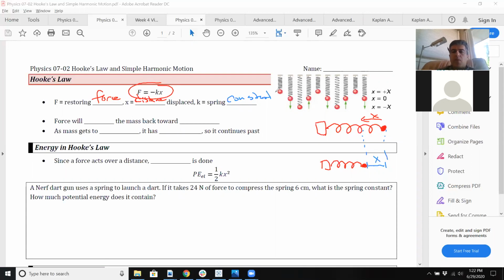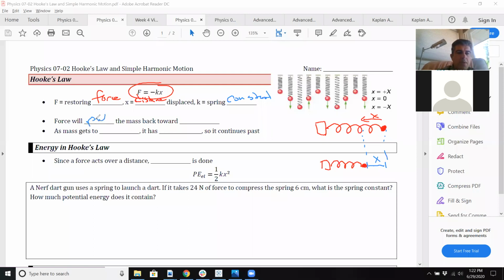If you have a Sleep Number bed, that's what it's doing. It's actually adjusting the coils. So some people like more firm, some people don't. So that's kind of what K is. It's indicative of the stiffness or firmness of the spring.